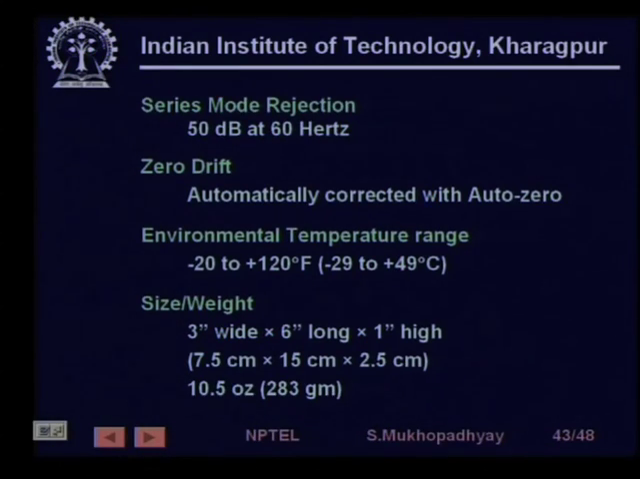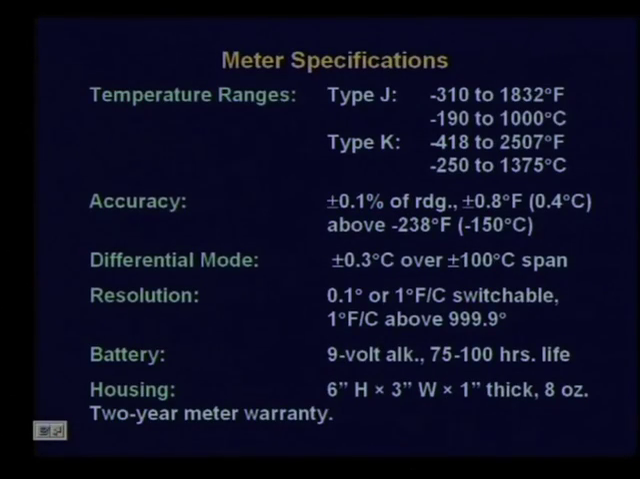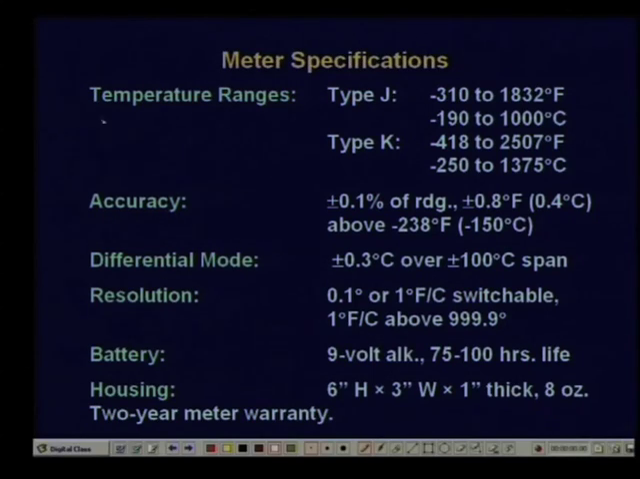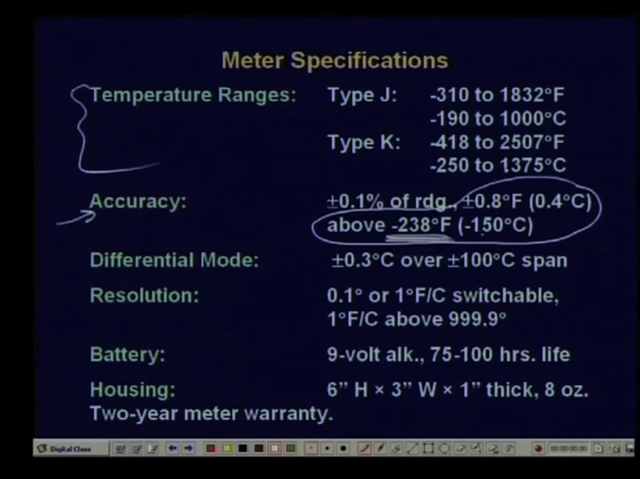Okay. Similarly, another temperature thermometer, again based on thermocouple, again has some ranges. We have already seen it. Look at its accuracy reading. You see that below 230 degree Fahrenheit, above minus 150 degree centigrade, this is its accuracy statement, while below that this is its statement.